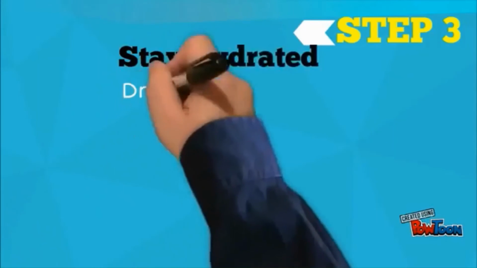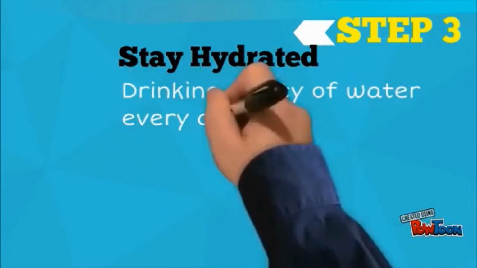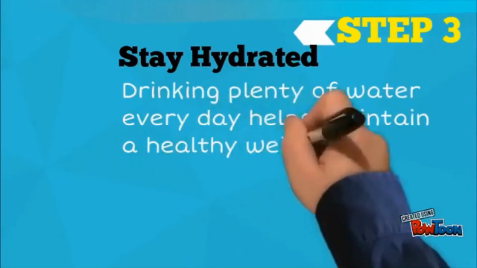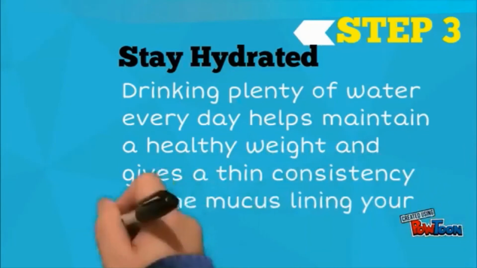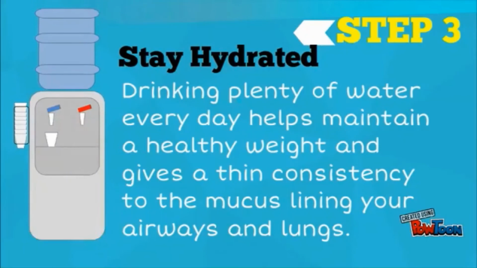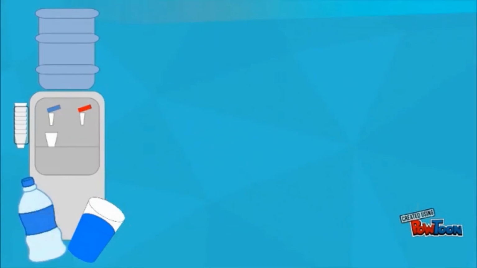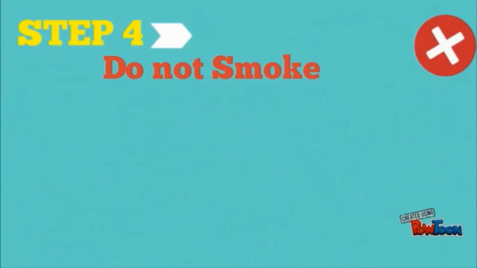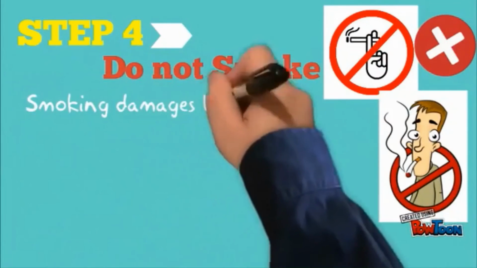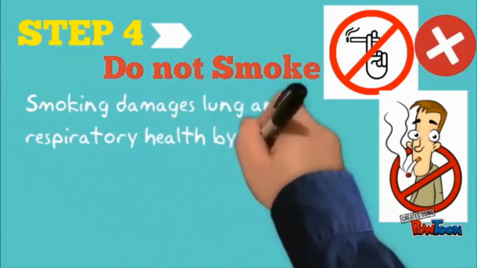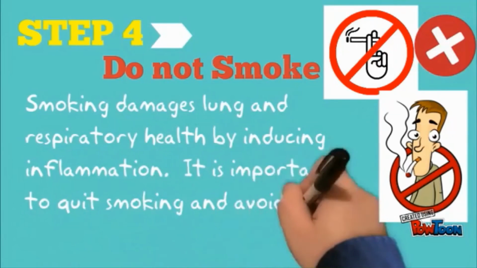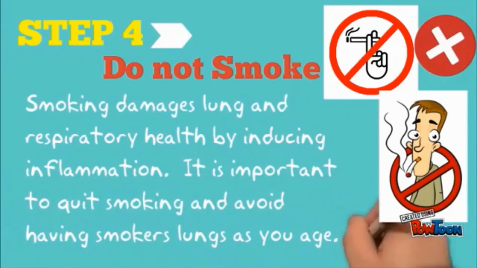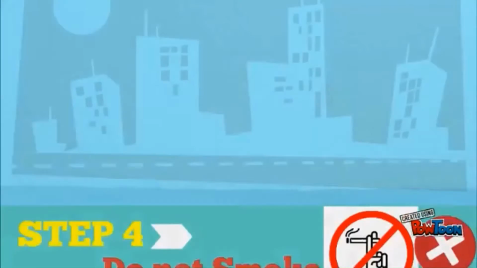Step 3. We have to stay hydrated. Drinking plenty of water every day helps maintain a healthy weight and gives a thin consistency to the mucus lining of our airways and lungs. Step 4. Do not smoke. Smoking damages lungs and respiratory health by inducing inflammation. It is important to quit smoking and avoid having smoker lungs as you age.